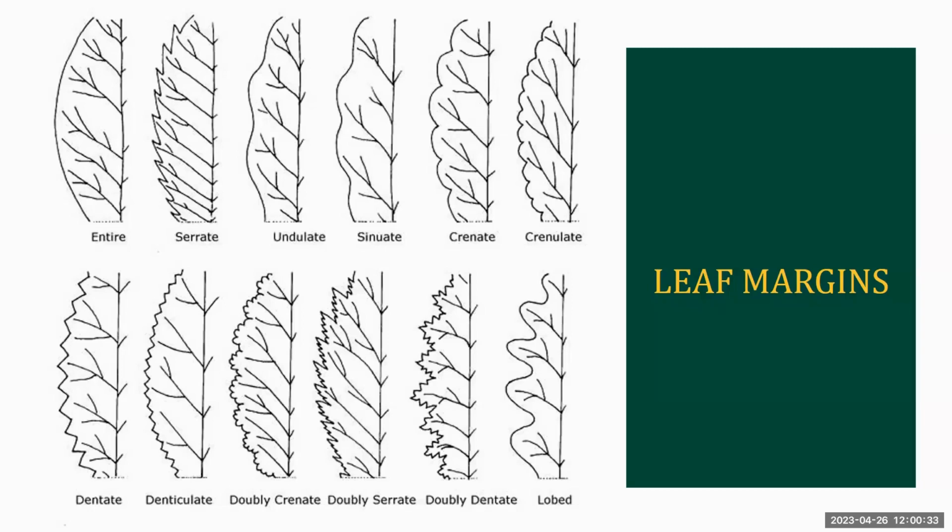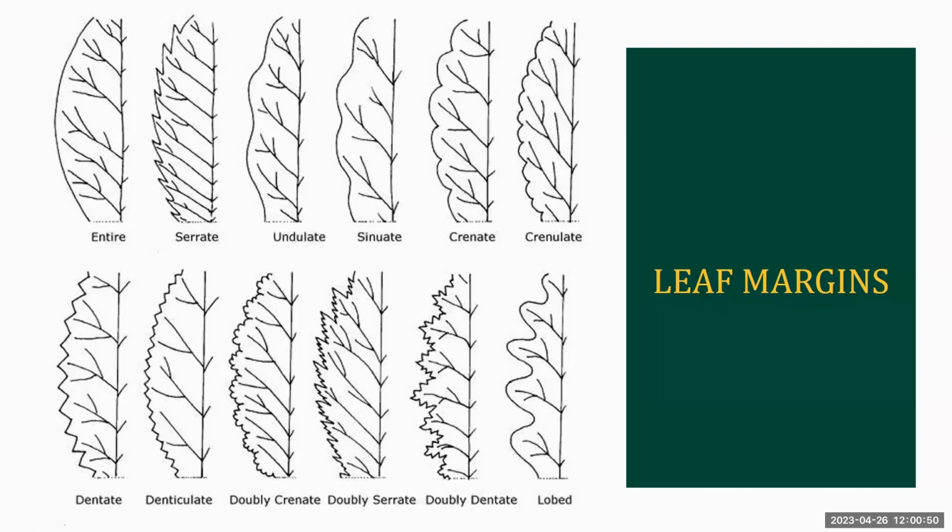Dentate margins have continuous teeth which point outwards. You can see that here in this bottom left corner. We have dentate, so instead of pointing forward towards the apex of that leaf, it actually points outward. And a good example of this margin would be our cottonwood trees.